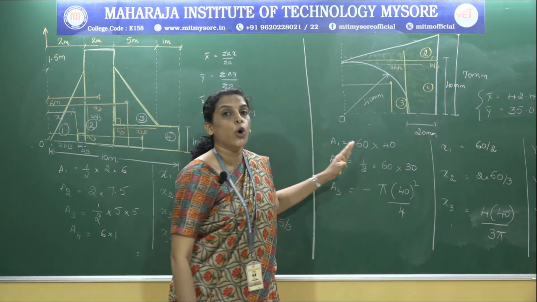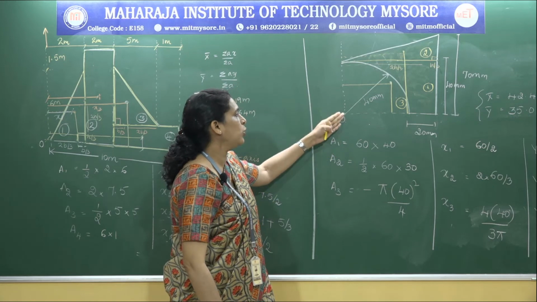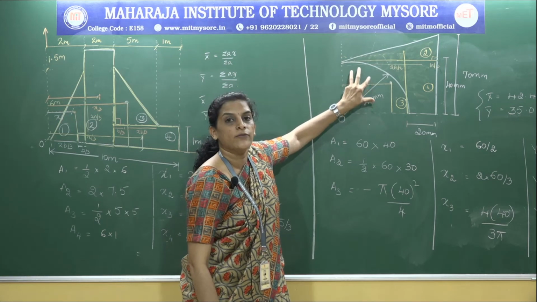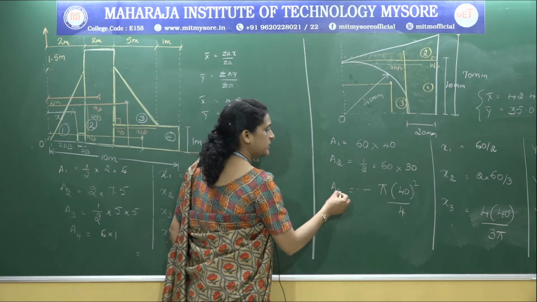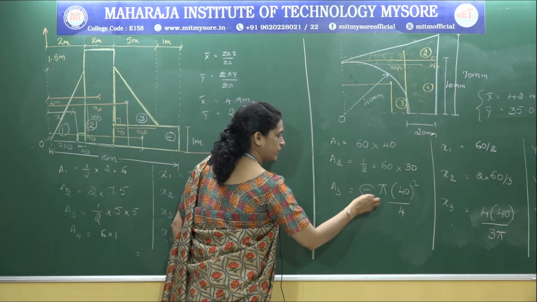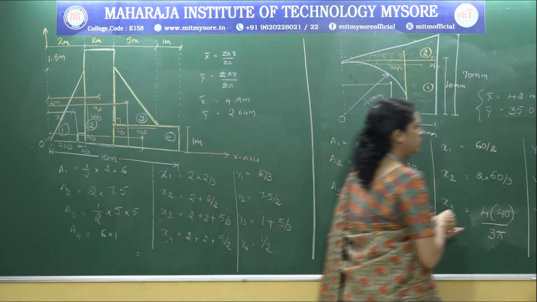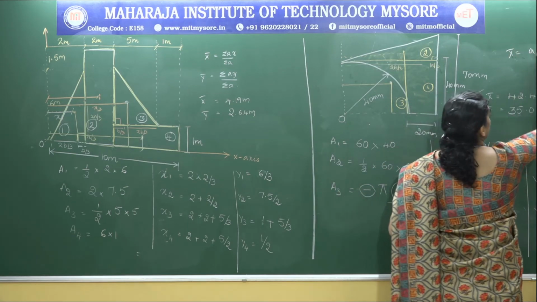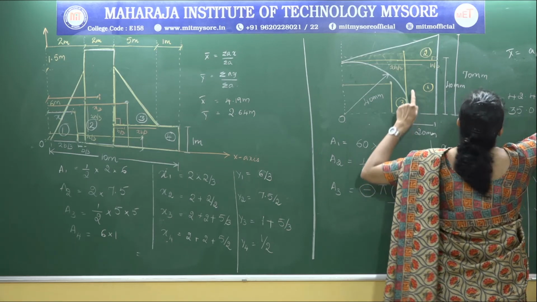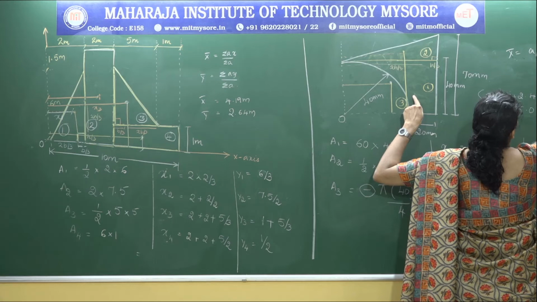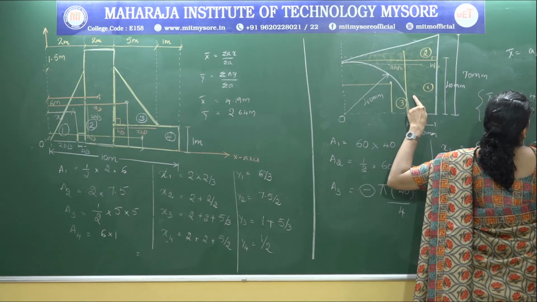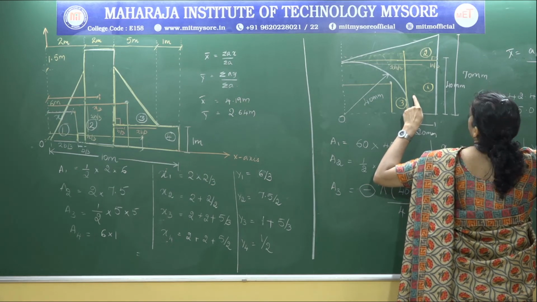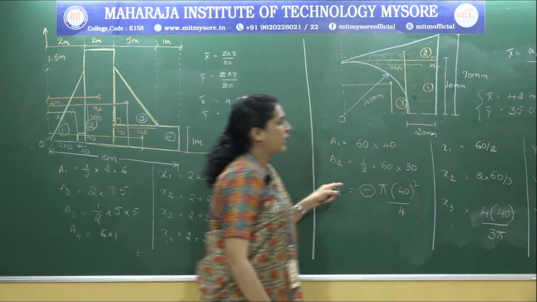But the thing we'll have to notice here is that we'll have to consider the area of the quadrant of a circle as negative. So I'll write it here. x bar is equal to A1 x1 plus A2 x2 minus A3 x3 by A1 plus A2 minus A3. That is what we have shown here.